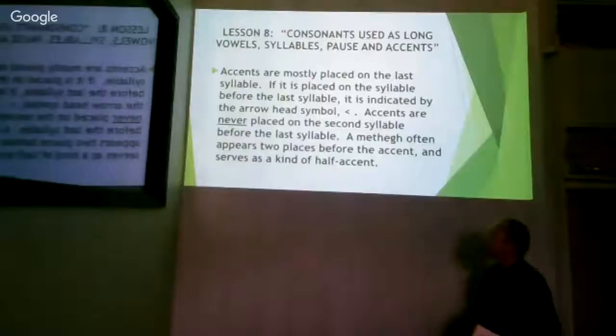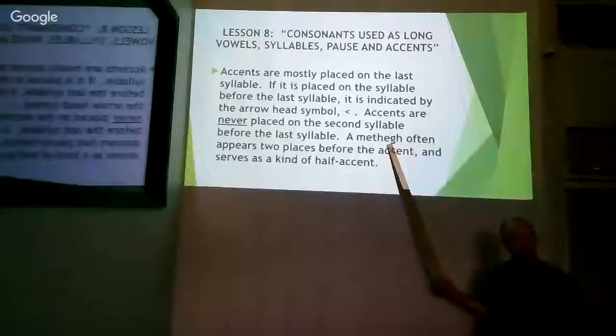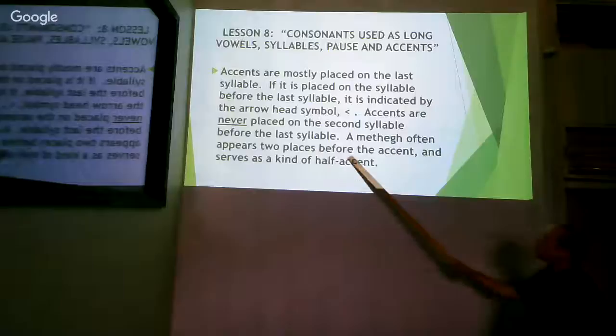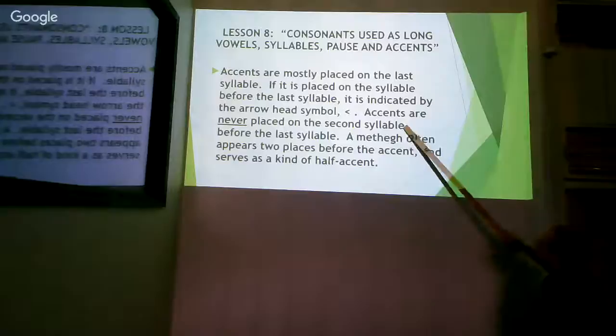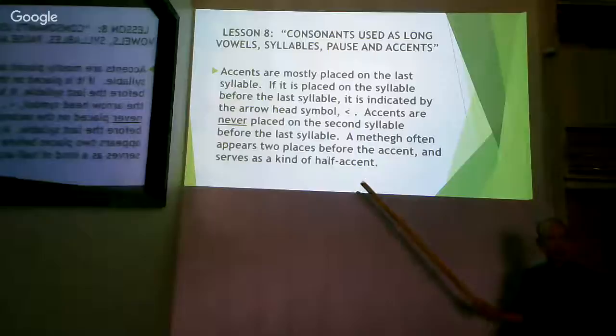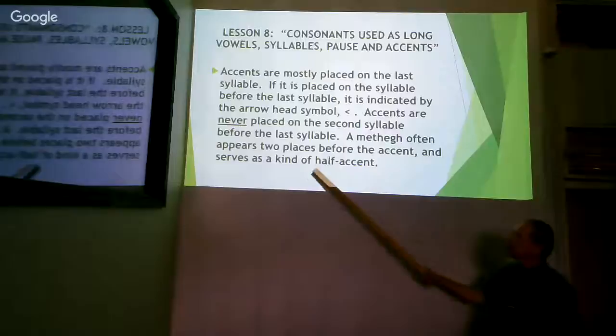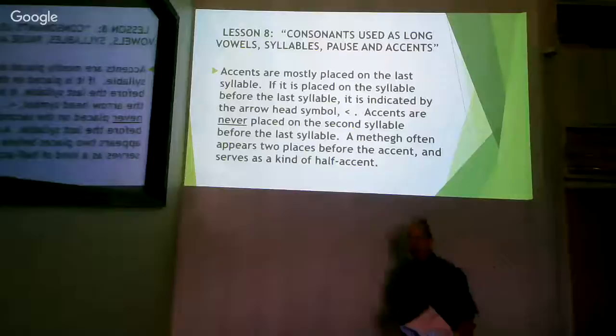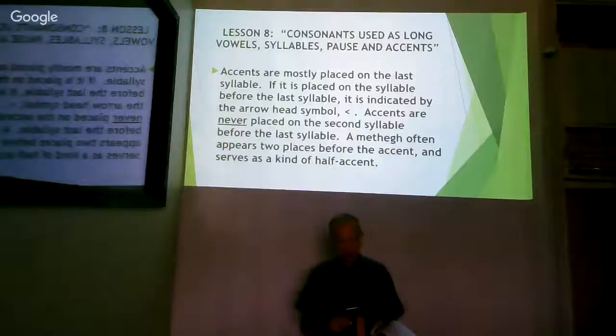A methegh often appears, no, a methegh is not an accent mark. So this is really something different. A methegh often appears two places before the accent. Okay, so if you see a vertical line to the left of a vowel in a word, it is two places before where the accent would be in a word. And because you are pausing, it is like a half accent, but it's not officially an accent. It's a pause. When you pause in a word, there is a sense in which you are putting a stress on that syllable. That's why they call it a half accent.